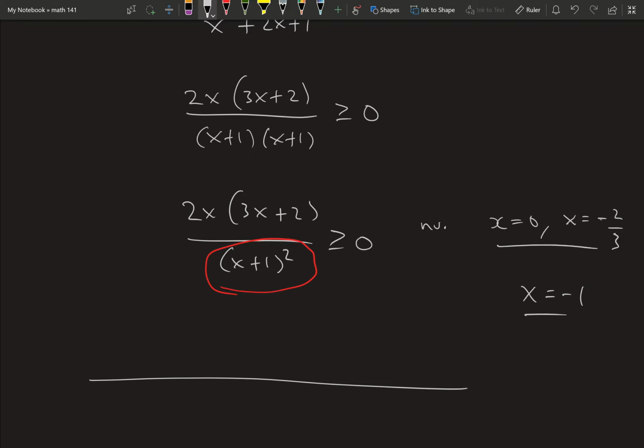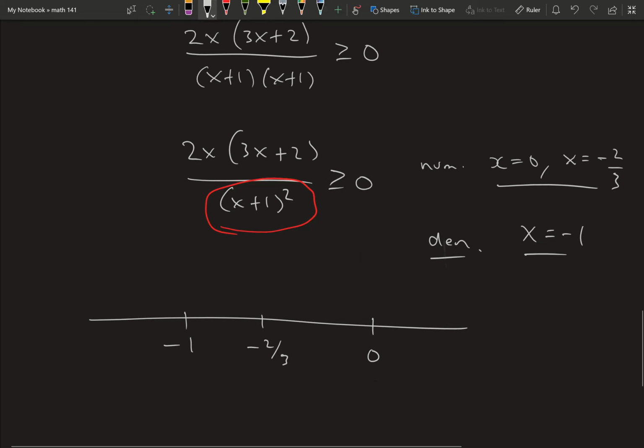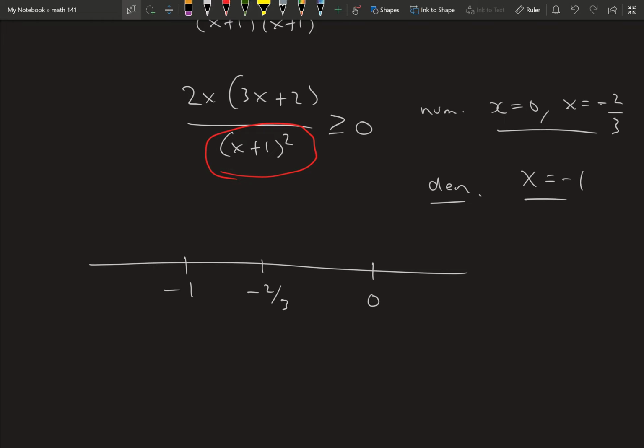So these are the zeros of the numerator, and these are the zeros of the denominator. So we have -1, -2/3, and 0 here. So we could plug in values like -2, negative 3/4, negative 1/2, and something like 1.